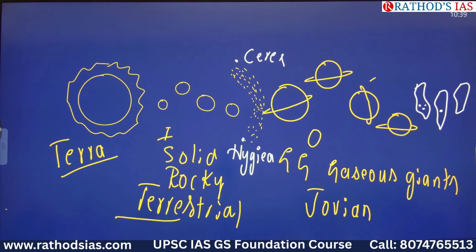Just look at the diagram which you have written in the book. Among these 6 dwarf planets, which is the nearest? Very good, Ceres. And which is the farthest? Eris. So the nearest is Ceres and the farthest is Eris. The largest is Pluto and the smallest is Hygiea.